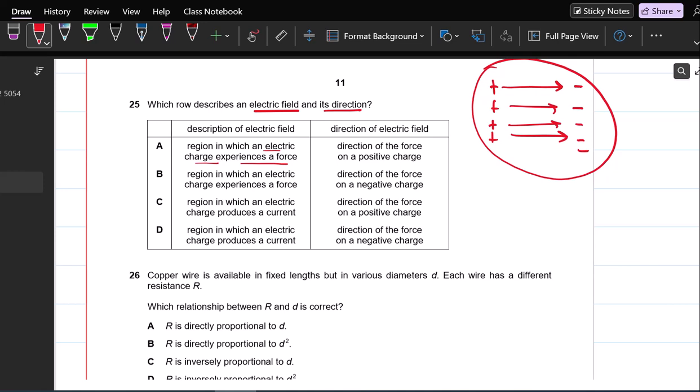Yes, possible. So let's see another option, region in which electric charge experiences a force, direction of the force on a negative charge, no, negative charge is not going to be it, it is going to be positive. So produces a current, no, only A is right, because region in which electric charge experiences what? Electric force, not current. So direction of electric field is direction of the force on positive charge, positive to negative.